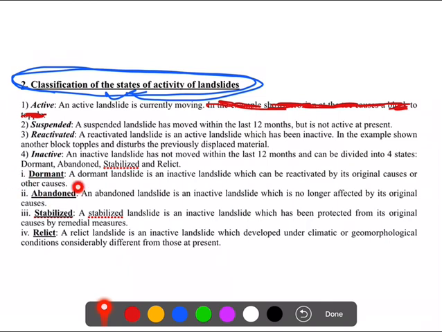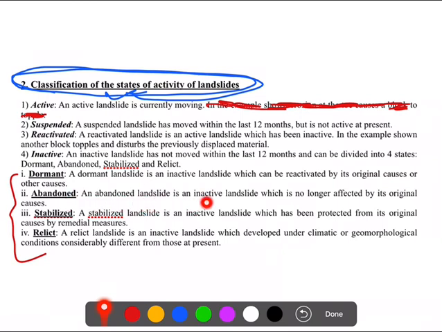Then coming to the abandoned landslide. What is an abandoned landslide? An abandoned landslide is an inactive landslide. These are all types of inactive landslides. It's an inactive landslide which is no longer affected by its original causes. Dormant, I told you, is a landslide which happened because of rainfall, but now there is no rainfall, so it is sleeping, it is in a dormant state. Whenever there is rainfall, this will start again, so it will start by its original causes.